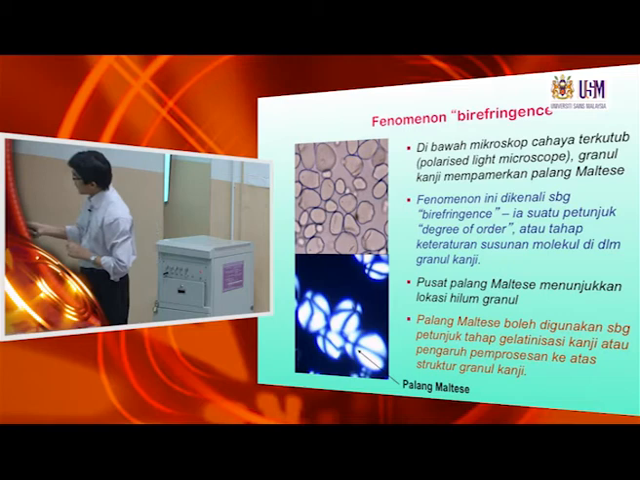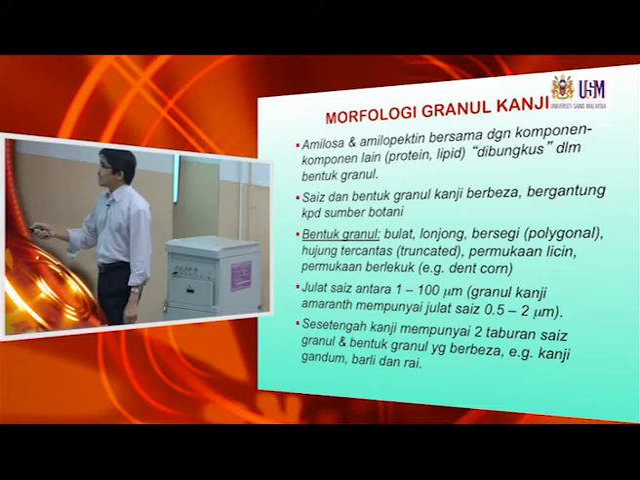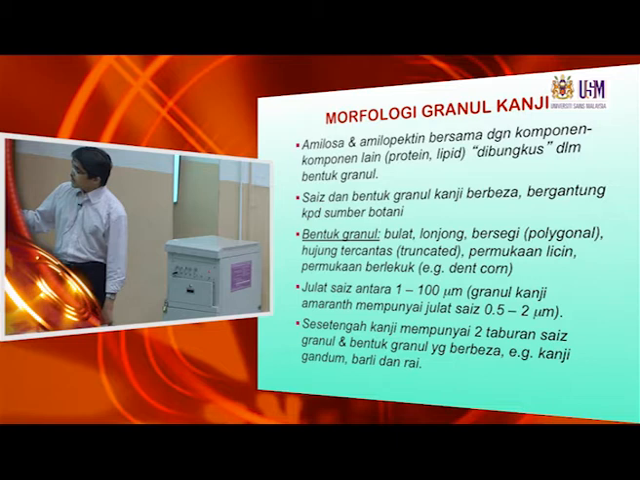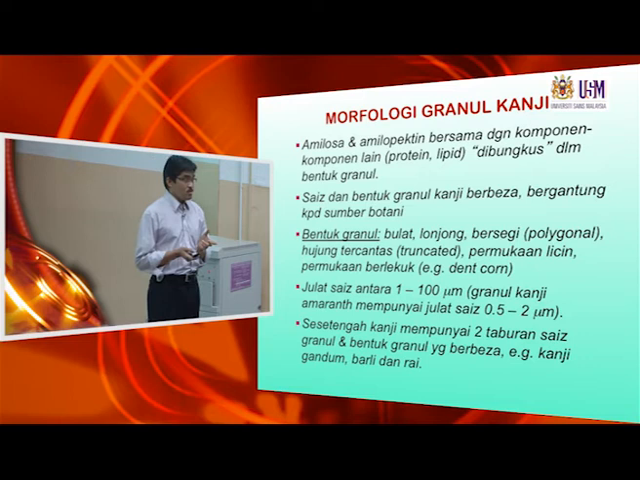The shape of the granule, so they have different sizes depending on the source. And the shape of the granule, bulat, lonjong, polygonal, truncated, have a smooth surface, and the size can range from 1 to 100 micron. As small as 1 micron, as big as 100 micron. Potato granule is one of the starches which have a very big granule. Yeah? Up to 100. Rice has a small granule, 1 micron.